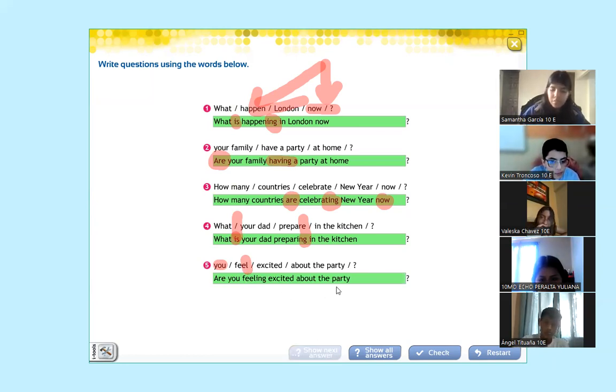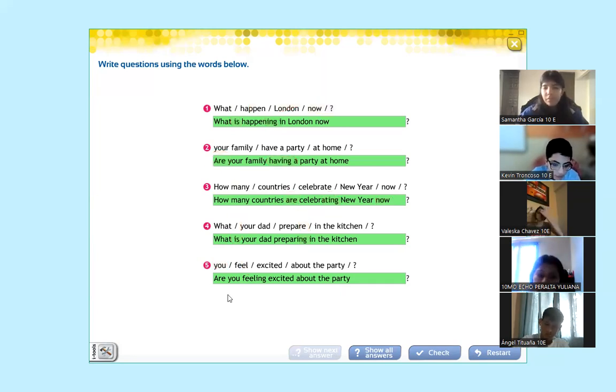Are you feeling excited about the party? Very good, Daniela. Okay. Correct the errors quickly. Let's do it. Correct your errors. Okay. Remember the procedures in class. Recuerde lo que hacemos en clase. No borre, corrija para que sepa en qué se equivocó. Use your colors pens for that, okay? Very good, excellent. So now we go to the next part.